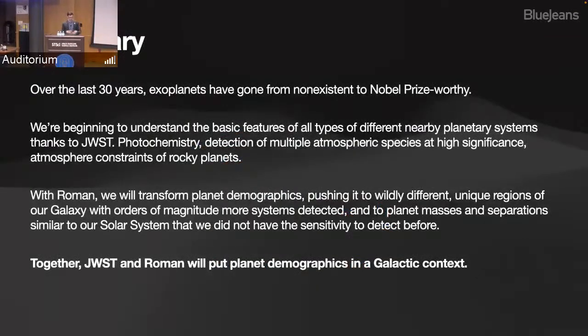And so in summary, both JWST and Roman will rapidly expand our knowledge of the diversity of planetary systems. While JWST does this in a wide range of nearby planetary systems, Roman is going to expand its reach halfway across our galaxy, detecting planets in ways that could never be done with such large numbers before. And so together, JWST and Roman will put planet demographics in a galactic context.